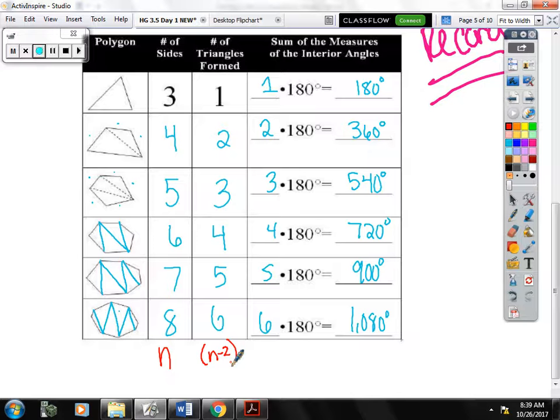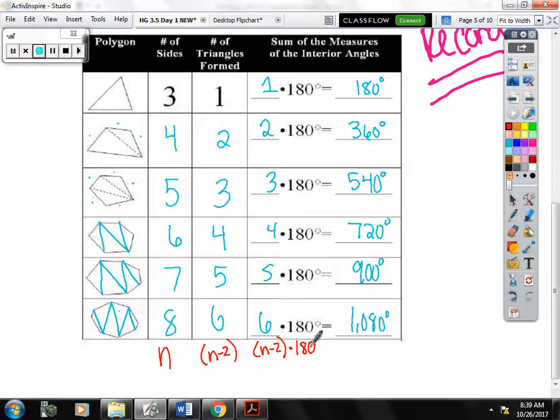And then you can see, to find the sum of the measures of the interior angles, we always take the number of triangles times 180, because 180 is the number of degrees in each triangle. So the formula will be n minus 2 times 180. And that will work for any shape.